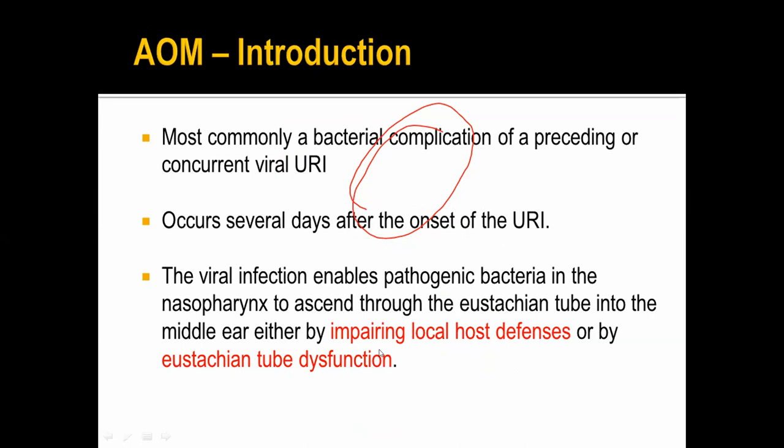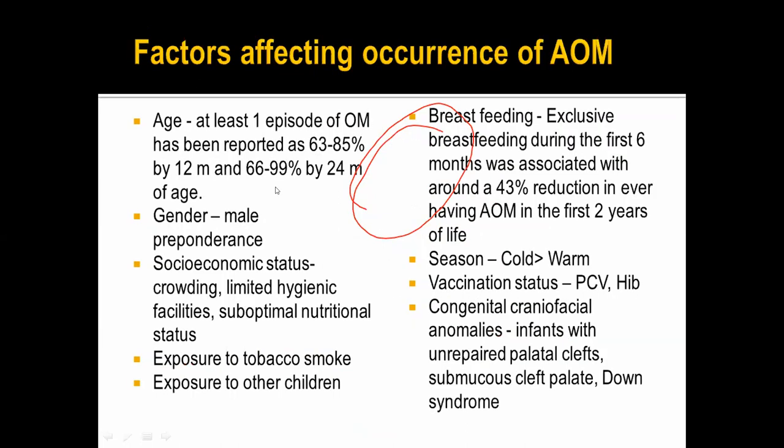So the factors that are associated with occurrence of otitis media: the age itself. By 12 months, at least one episode has been reported in almost 63% to 85% of children. And by 2 years, up to 66% to 99% of children may experience at least one episode of otitis media. So age less than 2 years is a risk factor for acute otitis media. Gender-wise, it shows a male preponderance, and socioeconomic factors also play a role. Exposure to tobacco smoke and exposure to other children also play a factor.